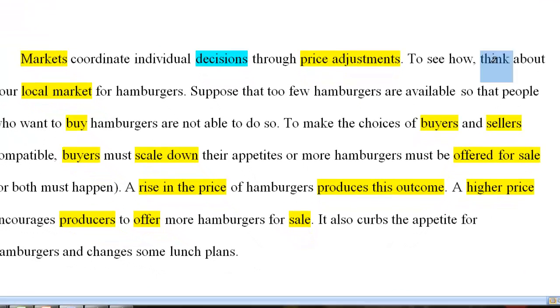So to think about something is related to decisions. Suppose could be related to decisions. Wanting to buy, I'm just going to kind of leave want to and leave buy in the markets category. Making choices is related to decisions. And let's see, plans is related to decisions.